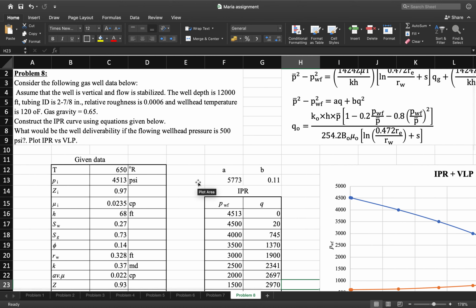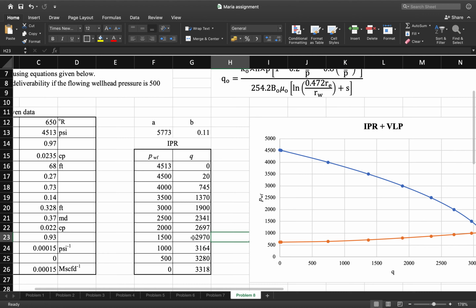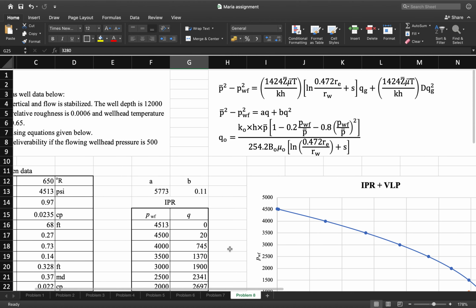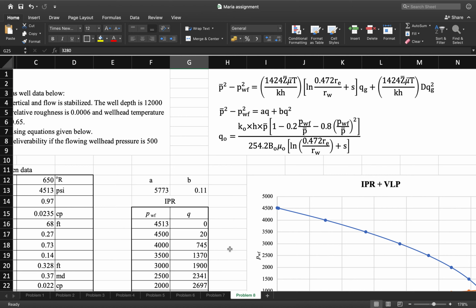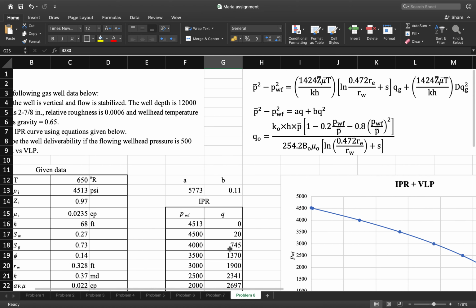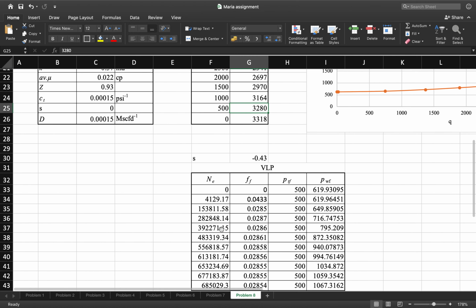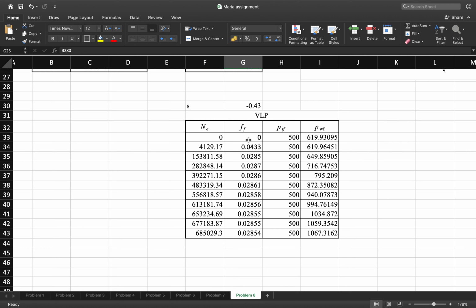The question asks about the wellhead at 500 psi. So at 500 psi, you have the flow rate of 3,220,280. Is it clear? And the VLP. For the VLP, you need to have a skin factor. Here the skin factor is this one.